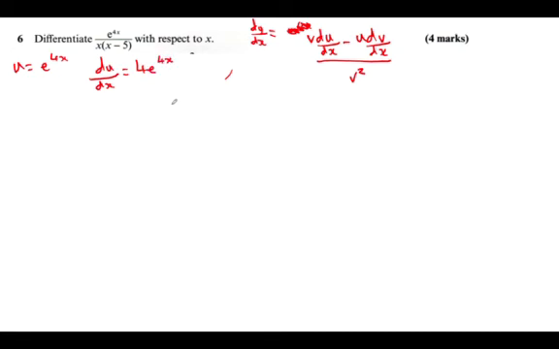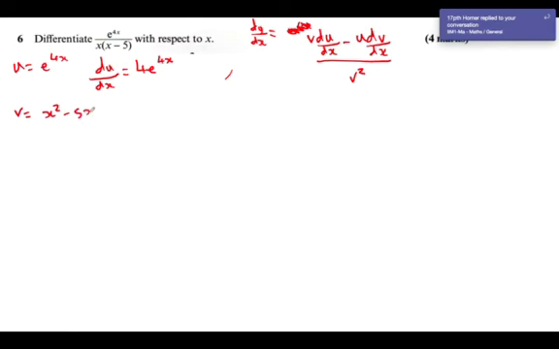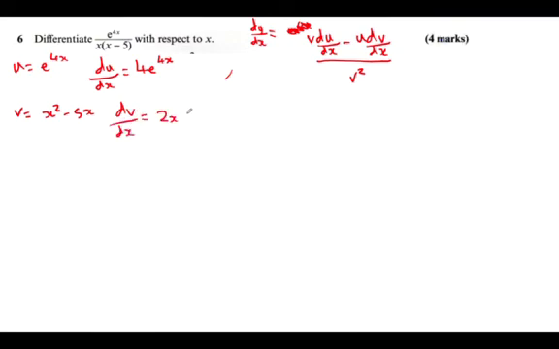Alright, v I'm going to have as x squared minus 5x. Okay, just expanding that bracket. So dv/dx equals 2x minus 5. Okay, and then my v squared, I'll just leave it as x squared minus 5x all squared for the moment.